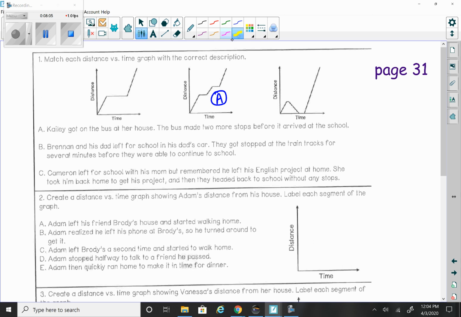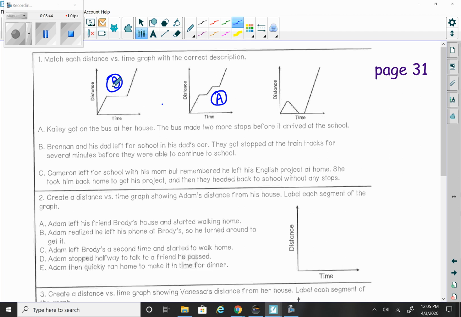Now let's read letter B. Brennan and his dad left for school in his dad's car. So they're going to be moving away. They stopped at the train tracks for several minutes before they were able to continue. So again, if you're stopping for several minutes, we're going to see a good flat section there in your graph, and then again continued on to school. So to me that looks like the first graph. Here they left for school, they're driving away from their house. They stop for a good amount of time where the train goes through, and then they continue on to school. So I would choose description B for the graph on the left.